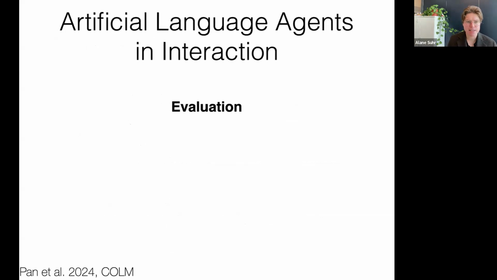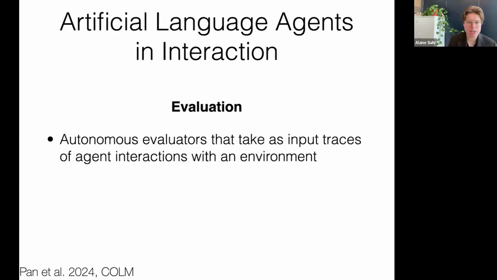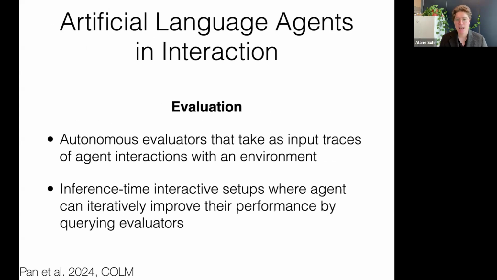Okay, so to summarize this scenario, talking about evaluation, we show that we can use autonomous evaluators that take as input traces of an agent's interaction with an environment in order to autonomously evaluate these models at scale and in new domains. And we can use both inference time and fine-tuning approaches to continually improve our model by getting feedback from these autonomous evaluators.